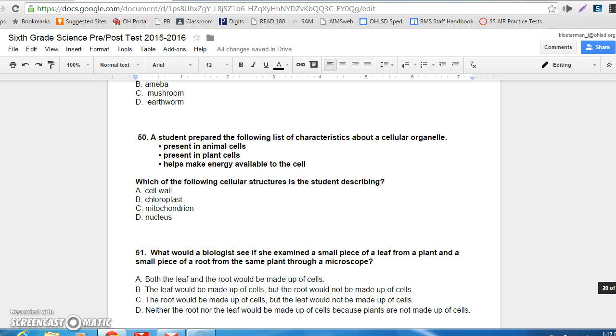Number 51. What would a biologist see if she examined a small piece of a leaf from a plant and a small piece of a root from the same plant through a microscope? A. Both the leaf and the root would be made up of cells. B. The leaf would be made up of cells, but the root would not be made up of cells. C. The root would be made up of cells, but the leaf would not be made up of cells. D. Neither the root nor the leaf would be made up of cells because plants are not made up of cells.